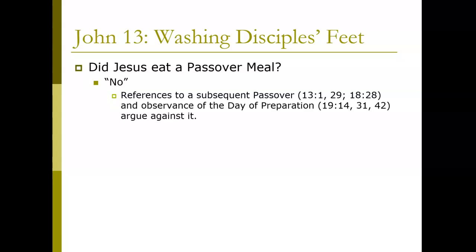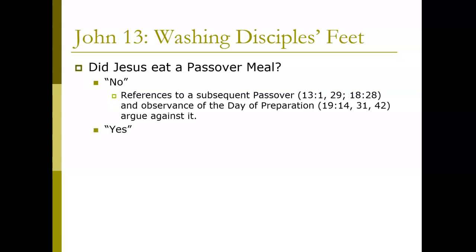Now, some modern English translations will want to render the expression that's here in Greek as the preparation week, but the term week is not found in the Greek text, and so this is an interpretation that some English translators are using in order to try and harmonize the actual date of Jesus's crucifixion with that of the synoptics.